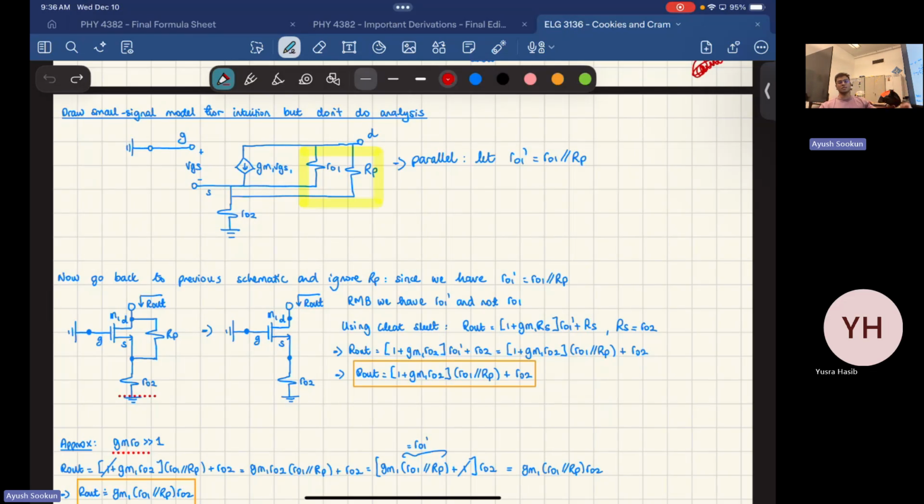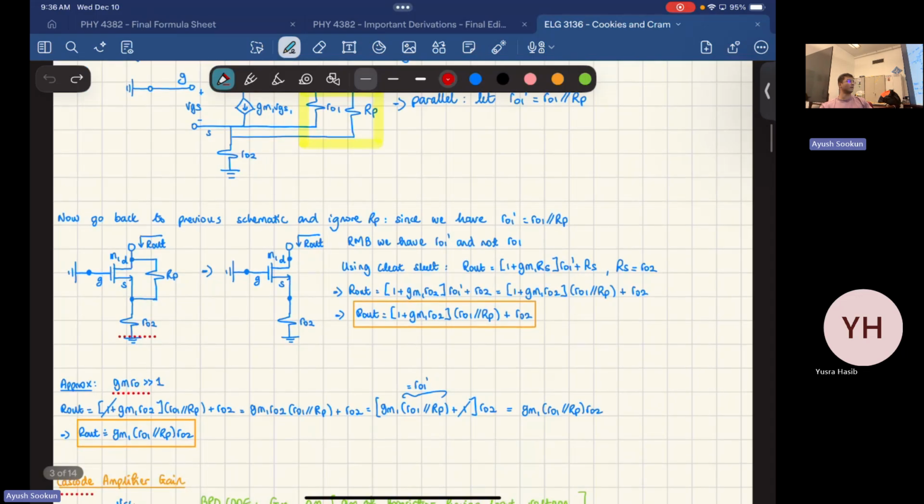If you can understand this, I have no doubts you'll be able to do better, or other examples. And I always use the approximations. Do you guys know how to go from here to the approximated result? GMRO is much greater than 1, so I can pretty much ignore the 1 here. That's what I did, okay?